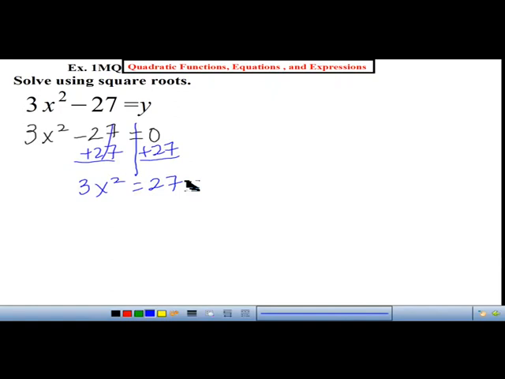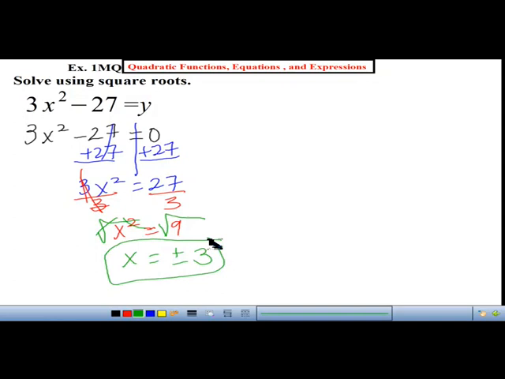Let's see, help us out. Mel, what do I do next? Divide by 3 on both sides. That is correct. X squared equals 9. Next step, Vanya. You square root both sides. This cancels that. X equals plus minus 3.